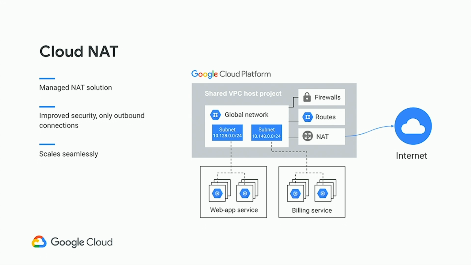Cloud NAT basically scales seamlessly across VMs and across connections by handling both static as well as dynamic IP allocation.